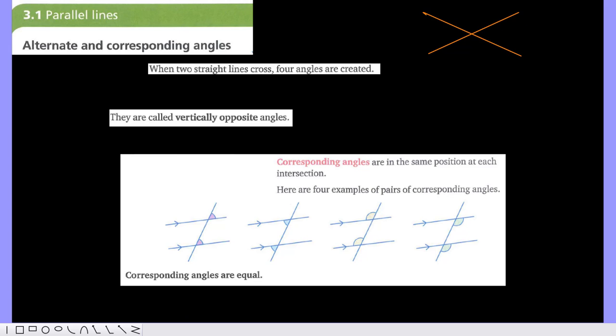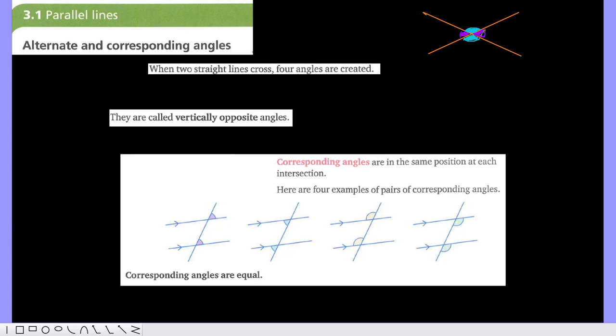we will get four angles in the plane. Each of them is called an angle. This is an angle, also this is an angle, and these two are called vertically opposite angles. This angle and this angle are vertically opposite, and these two angles also here, this angle and this one also, are vertically opposite angles.